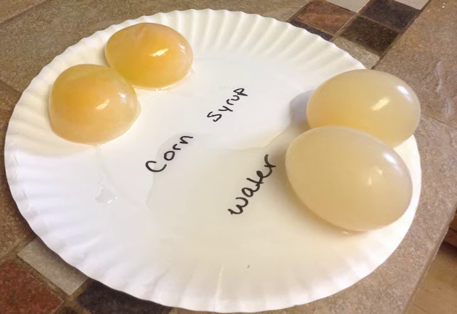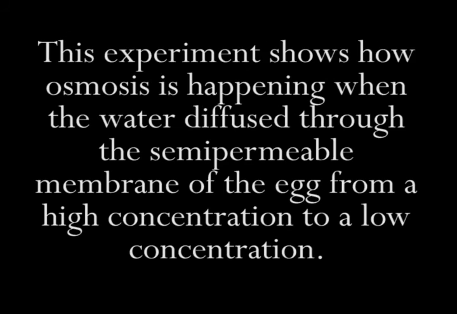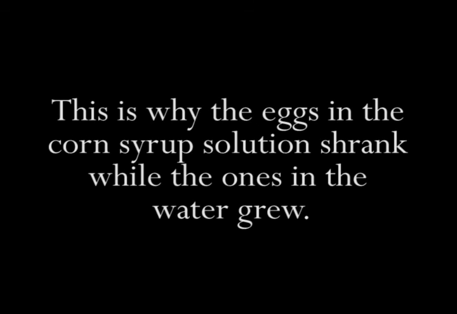After being soaked in the water, the weight of the eggs increased from 95.21 grams to 98.37 grams, and from 103.52 grams to 106.26 grams. In the corn syrup solution, the egg weight decreased from 94.82 grams to 61.74 grams, and from 98.43 grams to 57.61 grams. This experiment shows how osmosis is happening when the water is diffused through the semi-permeable membrane of the egg from a high concentration to a low concentration. This is why the eggs in the corn syrup solution shrank while the ones in the water grew.